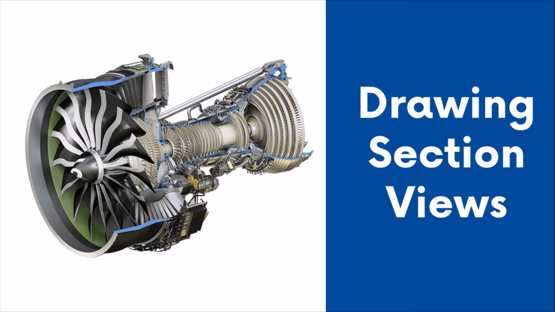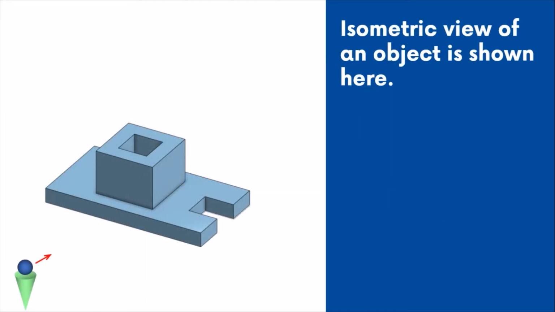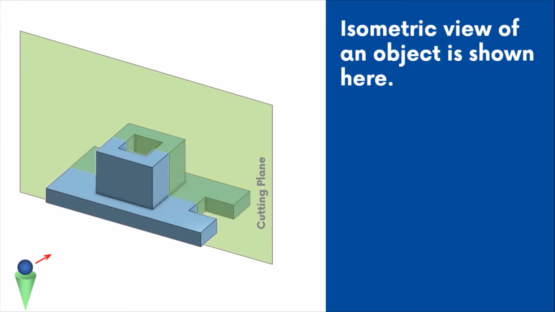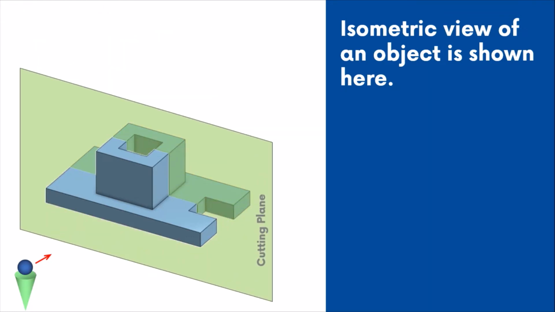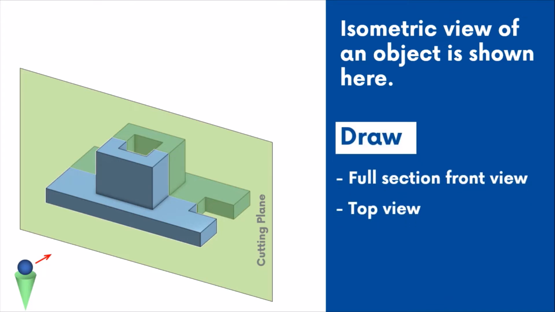This video will demonstrate the steps required in making a sectional view. An isometric view of a part is shown here. A vertical cutting plane cuts the object across the axis of symmetry. Our task is to draw the full section front view and the top view.